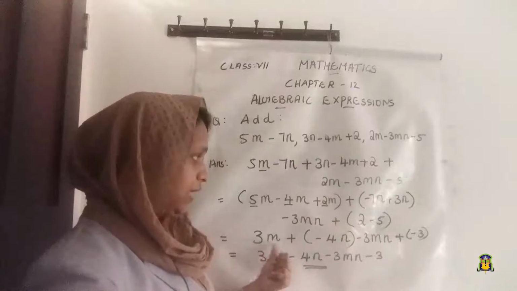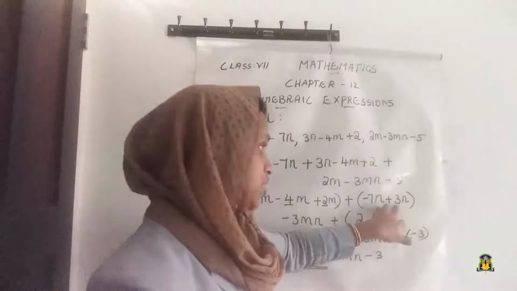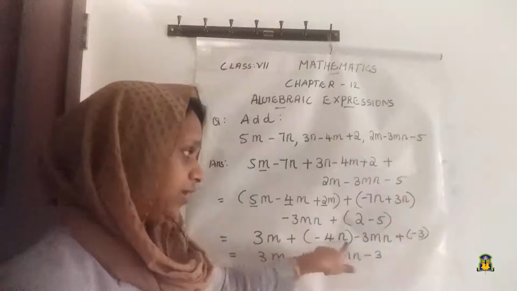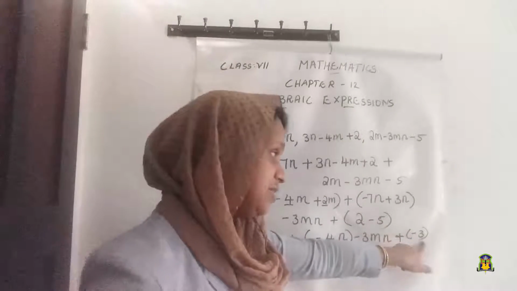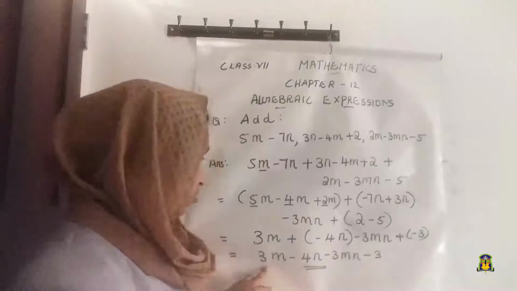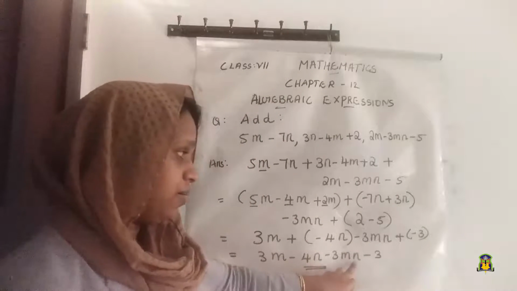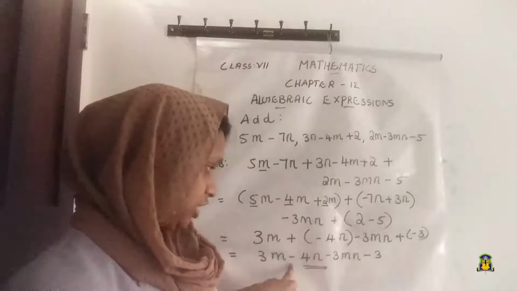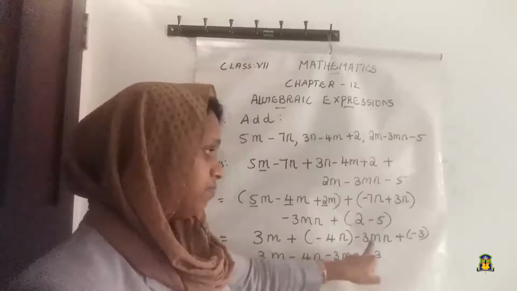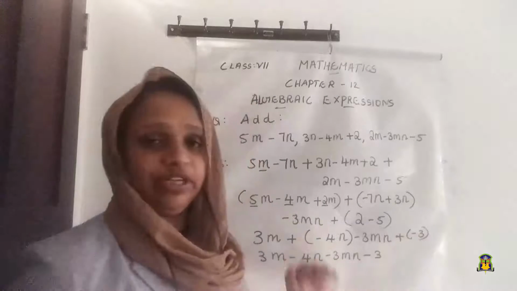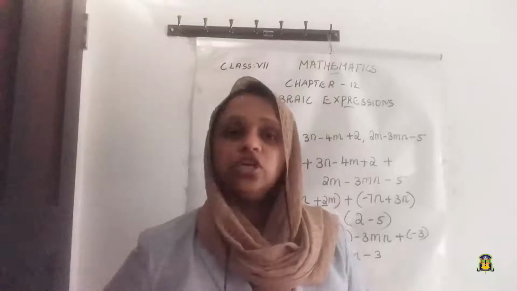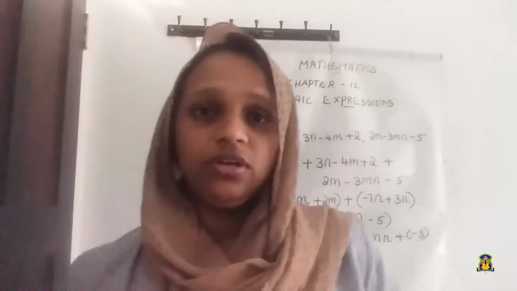That answer is 3m. Negative 7 plus 3, it is negative 4n. Negative 3mn. 2 minus 5, it is negative 3. Next, 3m minus 4n. Plus into minus, it is negative 4n. Minus 3mn. Again, plus into minus, negative 3. Okay, all are unlike. So, we can stop the calculation there. Okay, got it?